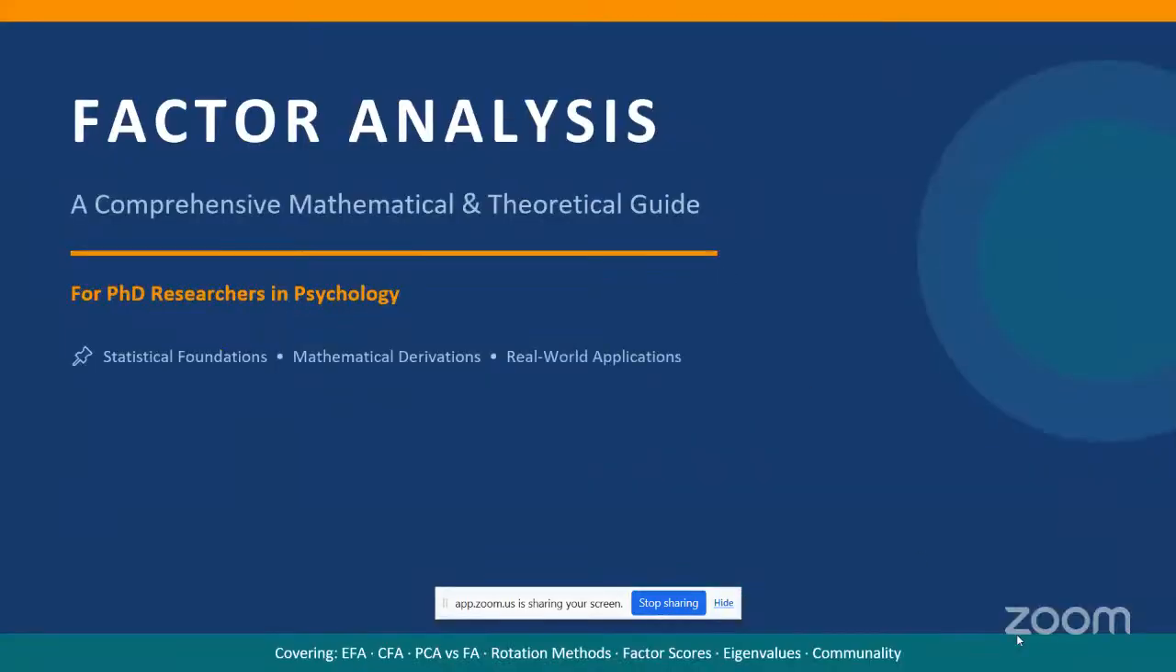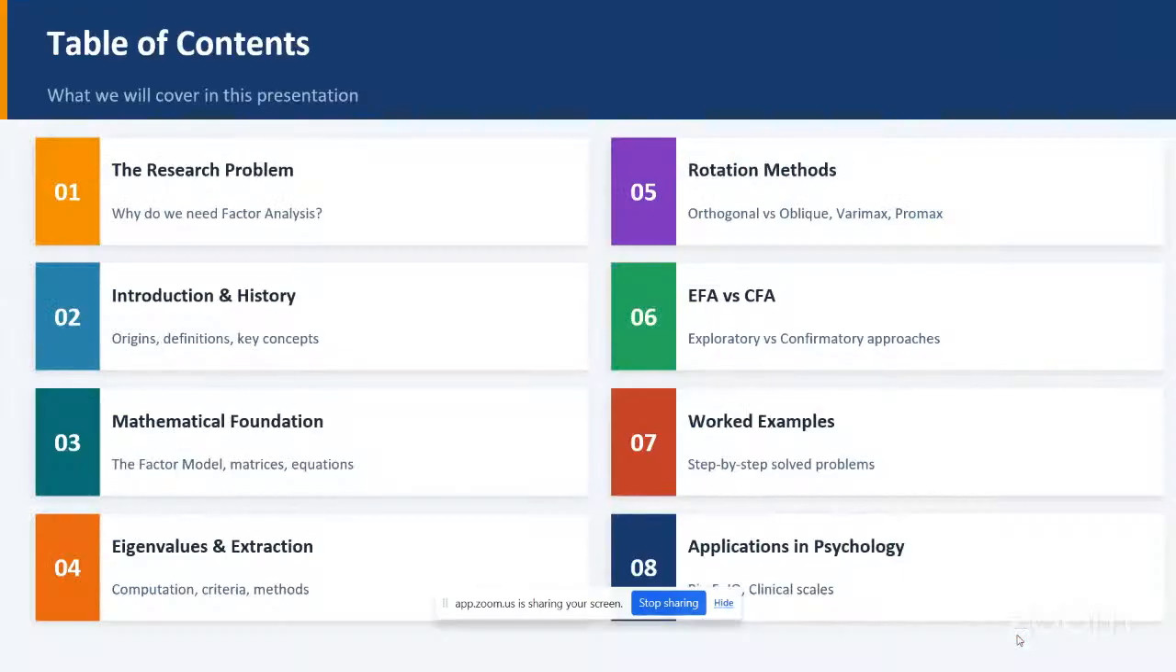আমার স্ক্রিন দেখা যাচ্ছে? হ্যাঁ, দেখা যাচ্ছে। ওকে, so we will be dealing with factor analysis today.